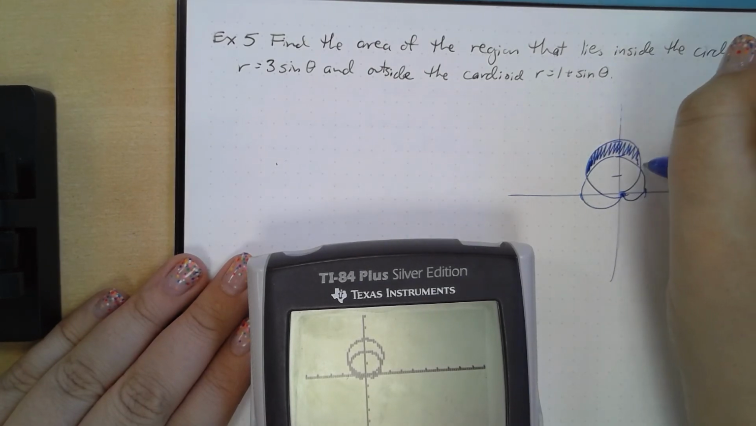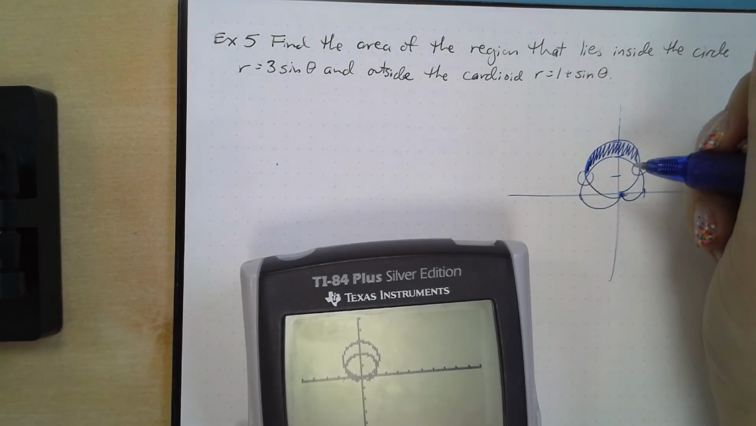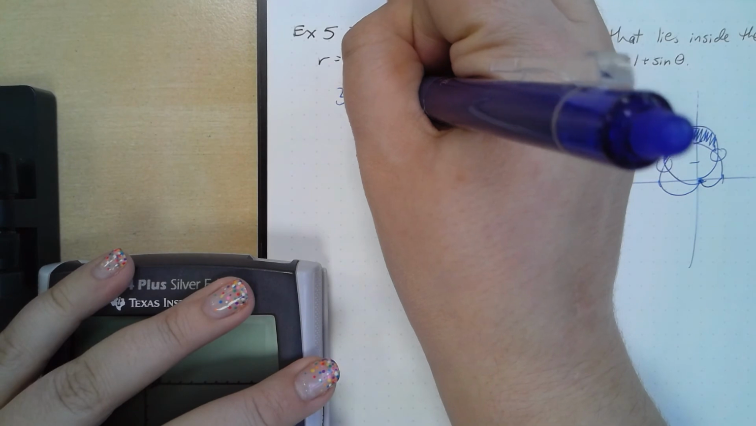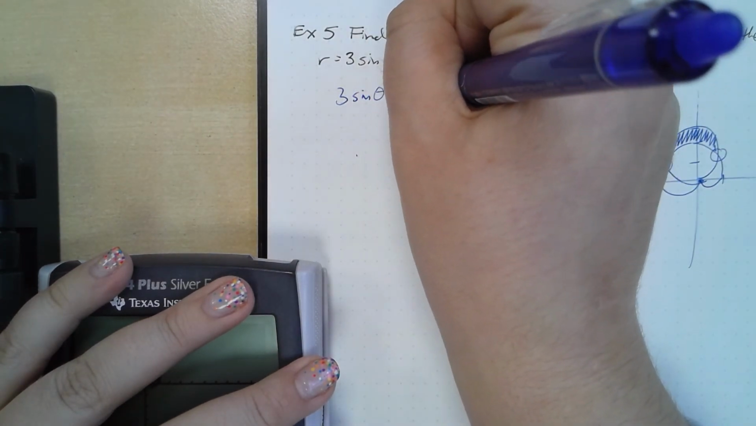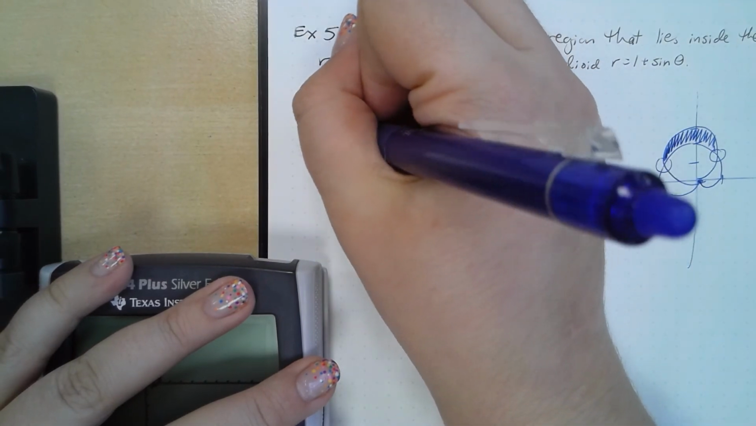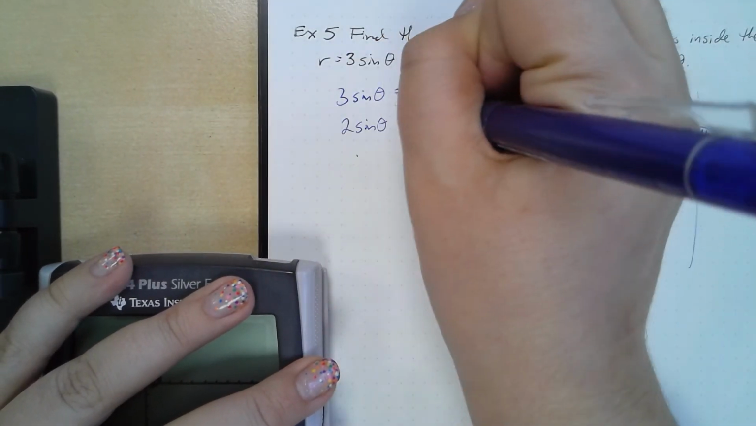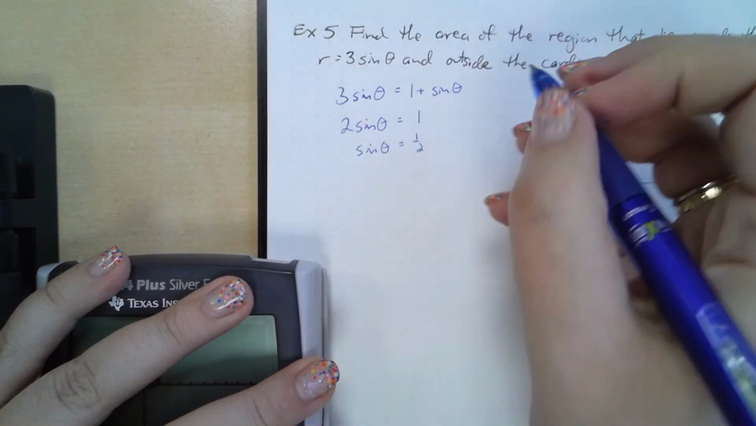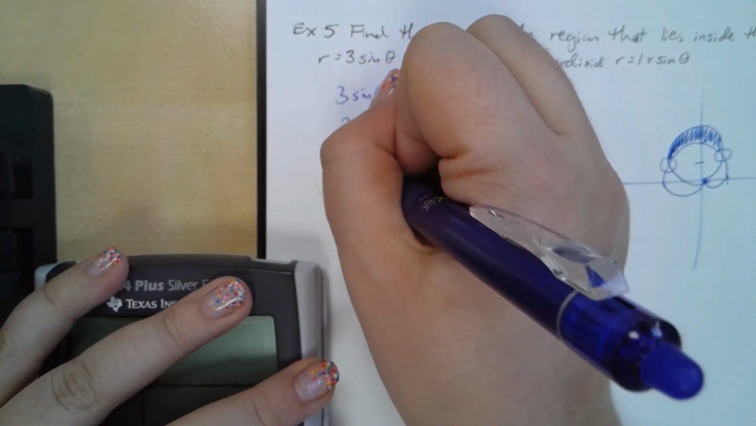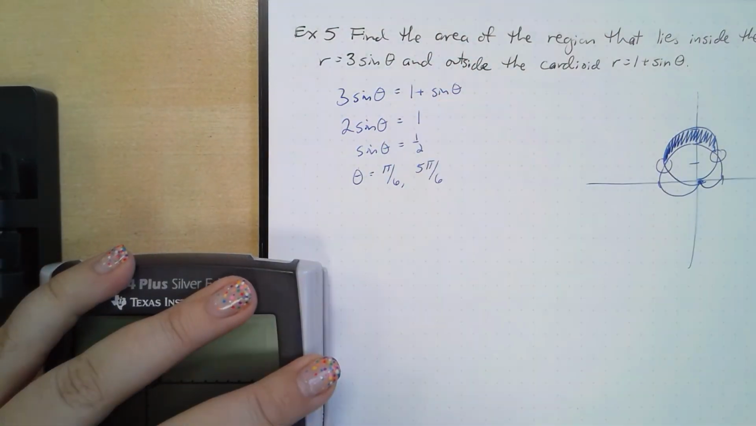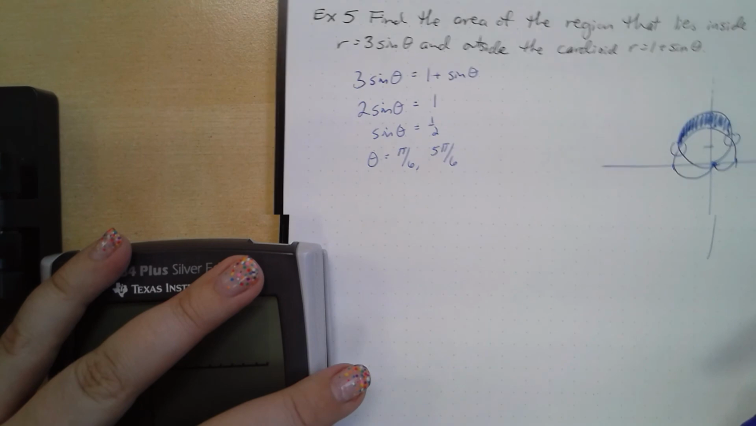So naturally we're going to need to find where these intersect. So we're going to set 3 sine theta equal to 1 plus sine theta. Right? So if I solve here, I get 2 sine theta is equal to 1. So sine theta is equal to 1/2. Well, when is sine of theta equal to 1/2? When theta is equal to pi over 6 or 5 pi over 6. So now I can actually calculate this area.